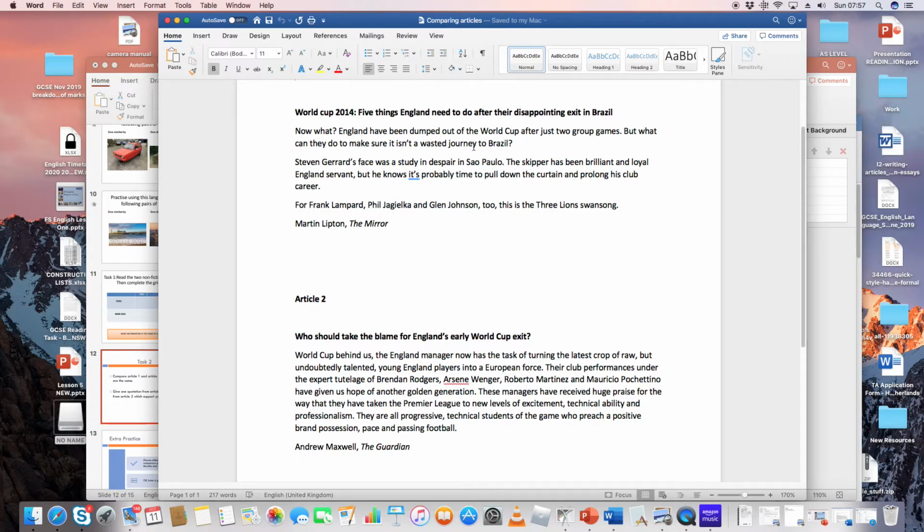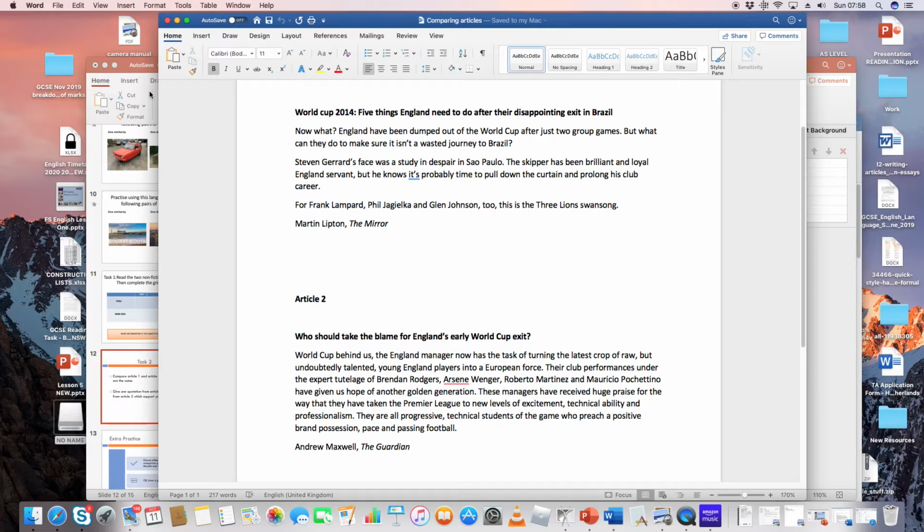What can they do to make sure it isn't a wasted journey to Brazil? And then the same idea: the England manager now has the task of turning the latest crop of raw talent into a European force. So both are about looking forward to the future. And then a difference between the two articles. Okay, so pause the video again.